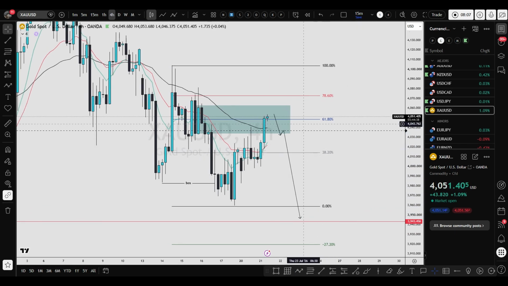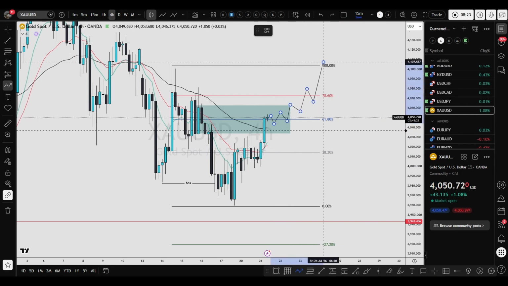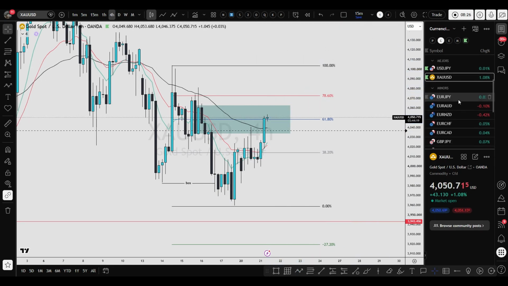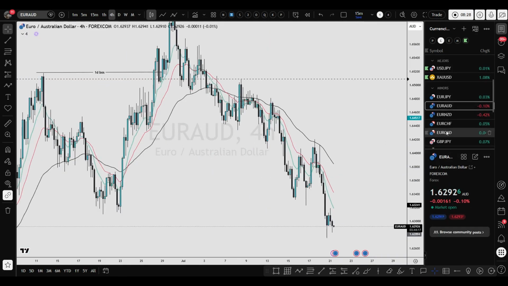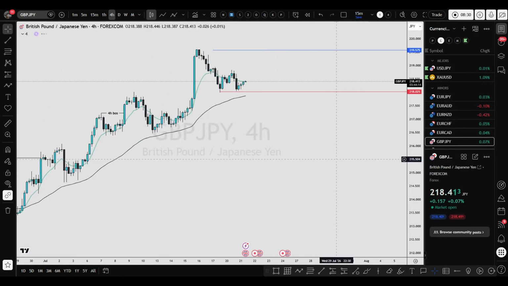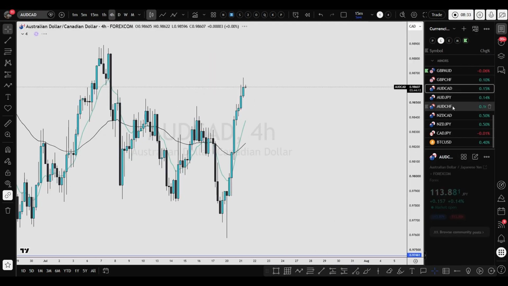Let's see. For now there is nothing for me. I'm just waiting for some good bearish intent. For now it's completely bullish, and it's highly possible that if price fails to close below this level, then price will keep moving towards the upside and clear this high. So yeah, that's it. I'm not looking for anything else right now.